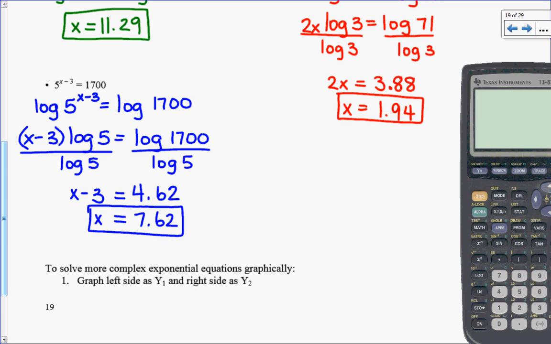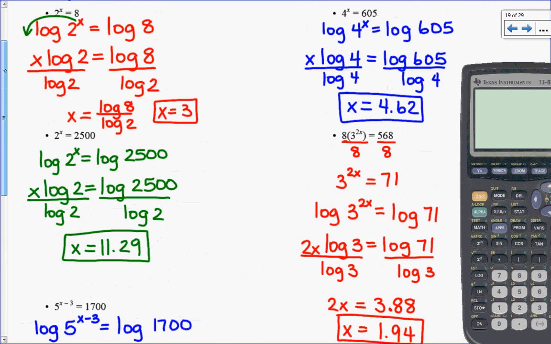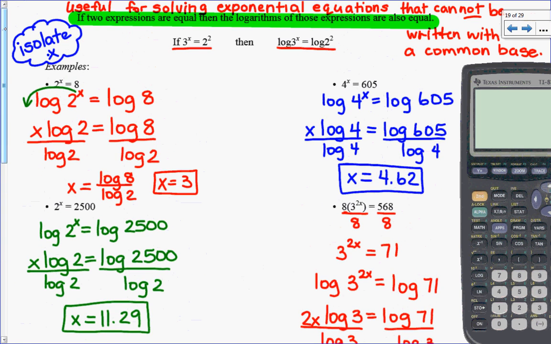Pretty simple and straightforward. I think you guys won't have any trouble with those. Just remember, if you have a situation where you cannot make a common base and solve your exponential equation that way, then just take the log of the left side and the log of the right side. Okay?